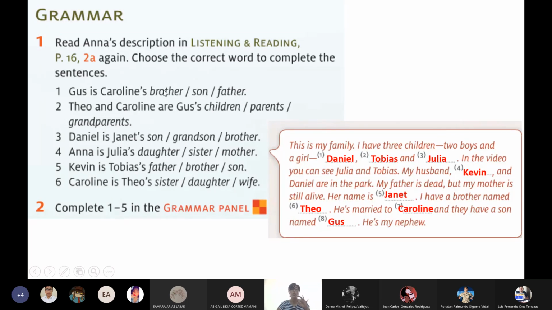En cada oración tienen 3 opciones. I just want you to choose the correct option. Let's remember about Gus. He's my nephew, right? Gus is Caroline's brother, son, or father. ¿Cuál es la relación entre Gus y Carolina? ¿Qué es Gus de Carolina?